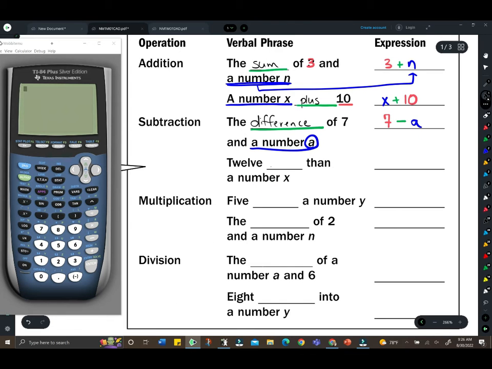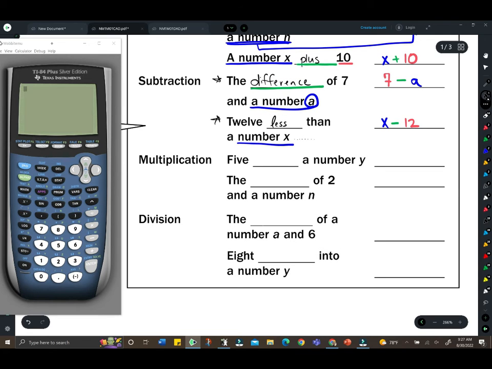And another way, so 12 less than a number x, 12 less, not is less, just 12 less, means that we take our number x and we are taking 12 from it, minus 12. Notice how it's a little bit backwards. 12 less than a number means we're starting at that number and then taking away from it. So it can be a little tricky with how you order things.